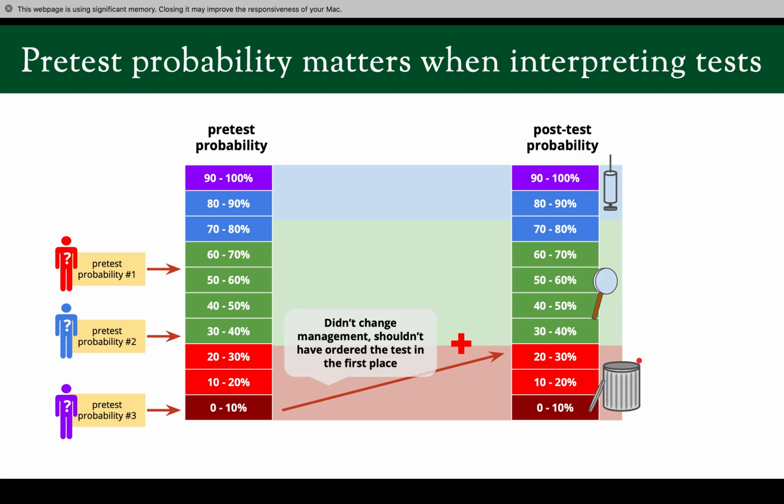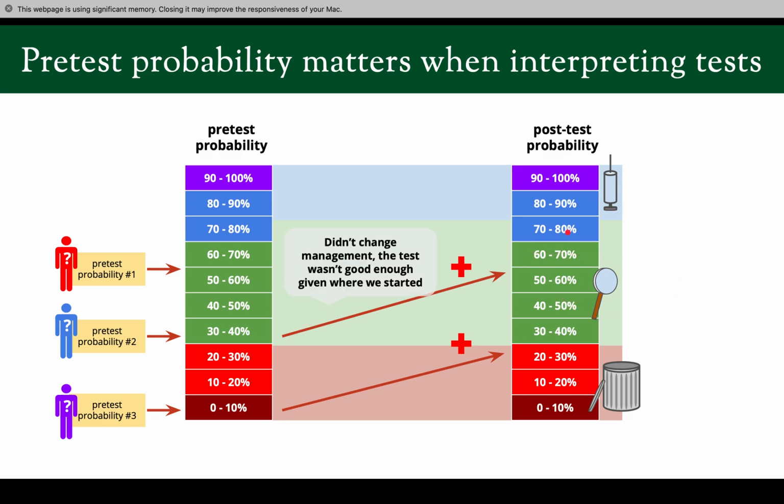In fact, this test didn't change management at all and should not have been ordered in the first place. Let's do the same exact test now with this person who had a pretest probability of 32, and it raised it to about 57. So we started off in the I don't know zone and we ended up in the I don't know zone. So again, this test did not help us. It did not change management because the test wasn't good enough to bump us up from where we started. We did go up, but not enough.